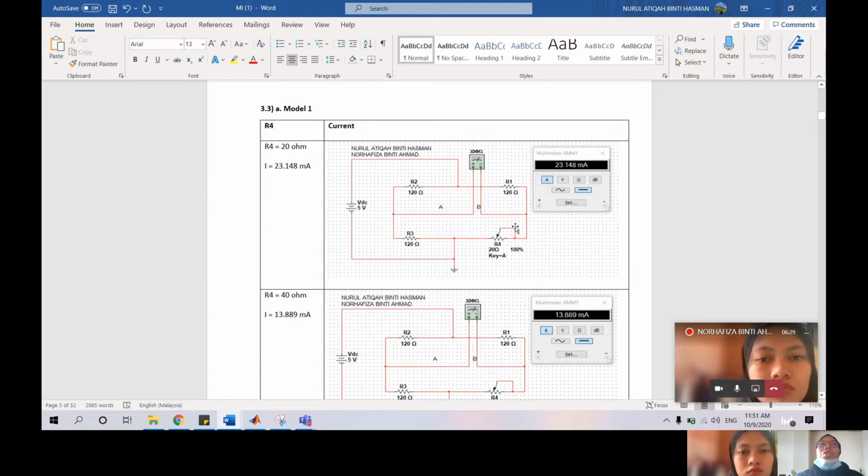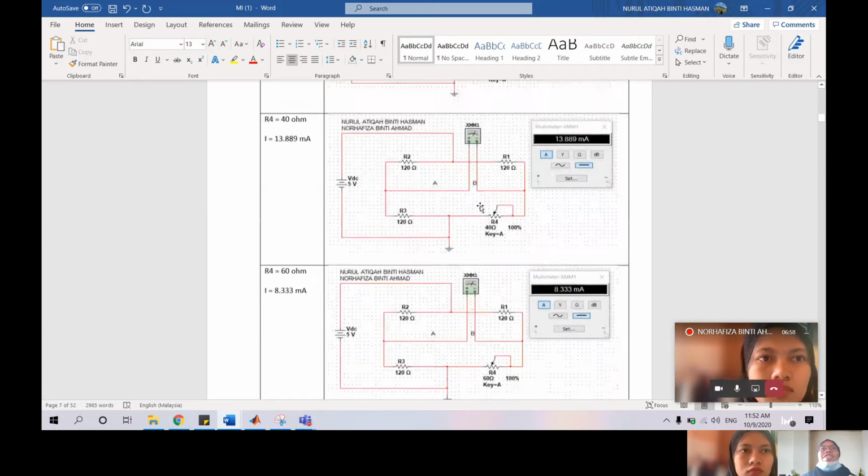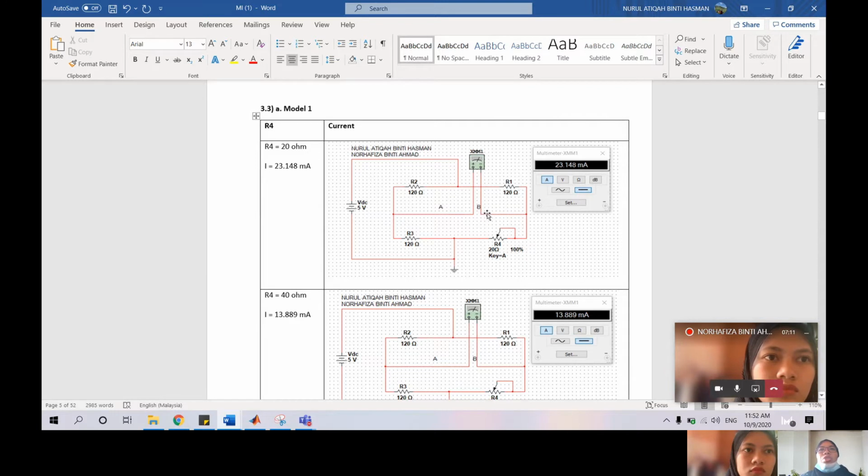So for 3.3, it is divided into three models, which are model 1, model 2, and model 3. The first one is model 1, where we change only one resistor into a potentiometer resistor, which we use from 20 ohm until 200 ohm. The first one is 20 ohm. We change the resistor into 20 ohm, and then we find the current and the voltage from the multimeter. So this is the value.